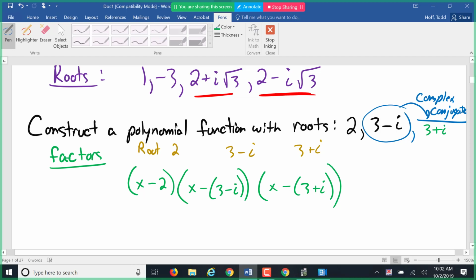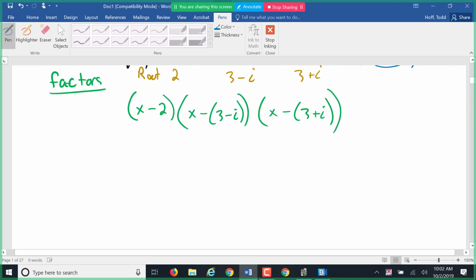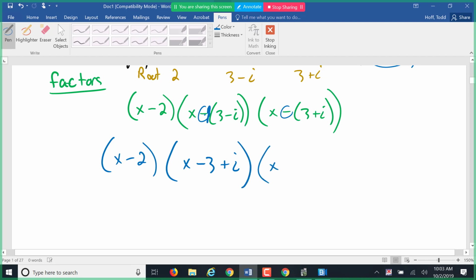So the first thing I'm going to do is distribute the negatives in those two roots. So this becomes x, the negative, think of it as a negative 1 times 3 is a negative 3. Negative 1 times negative i is a positive i. Here this will be x, think of it as a negative 1 again, times 3 is a negative 3 again. Negative 1 times i is a negative i.